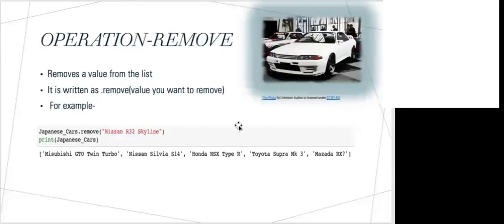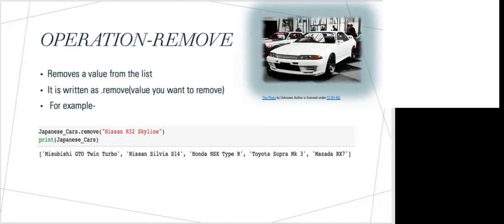Our next one is remove. This removes a value from the list. It's written as remove and the value you want to remove. For example, if I want to remove that car I just added to the list, I can write its name there, and then I can try to print the list again, and you can see that it's gone.